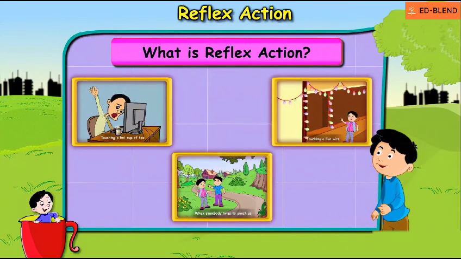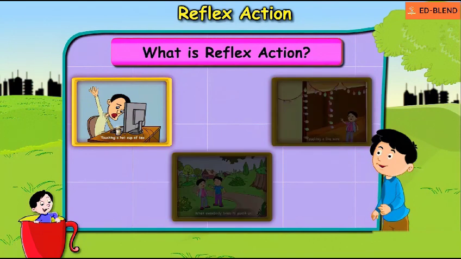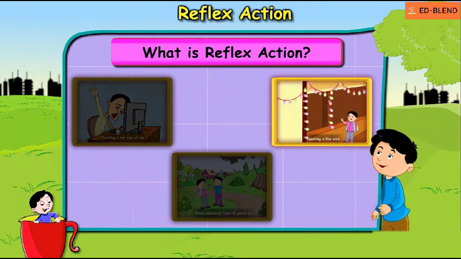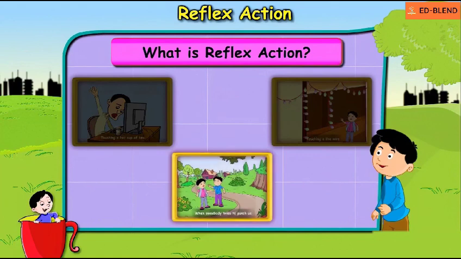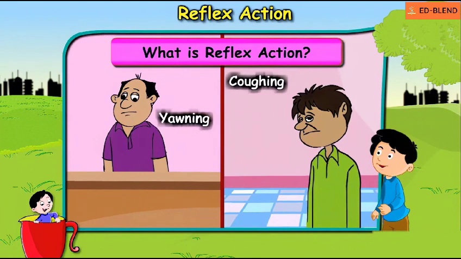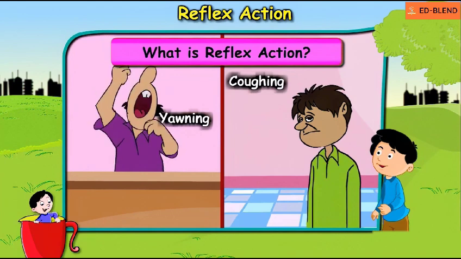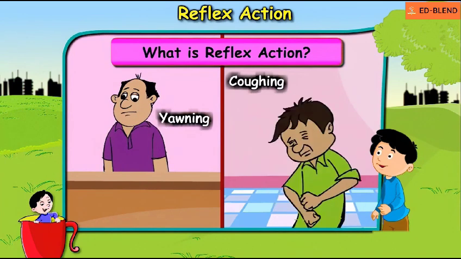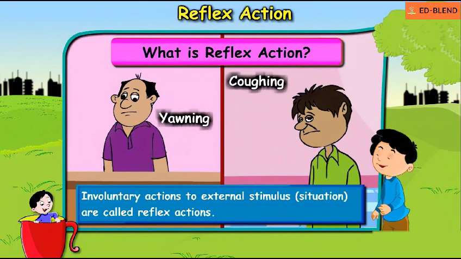Now, this quickly withdrawing of hand from the hot cup of tea, or quickly withdrawing our hand from a live wire, or quickly moving back on being hit, are the examples of reflex actions that our body takes to external stimulus or situations. Some other examples of reflex actions are yawning, coughing. So, involuntary actions to external stimulus situation are called reflex actions.